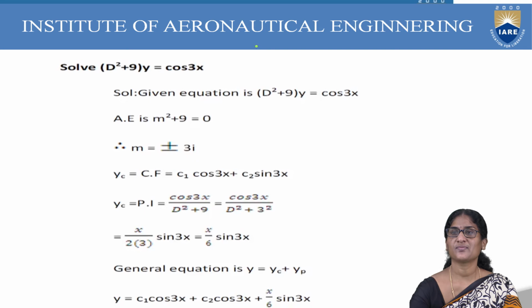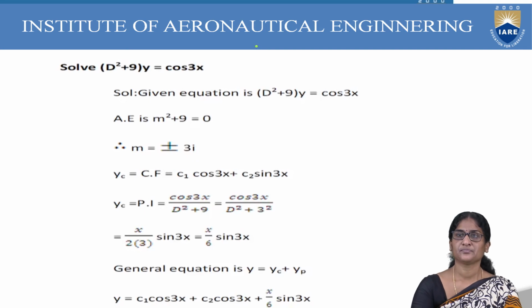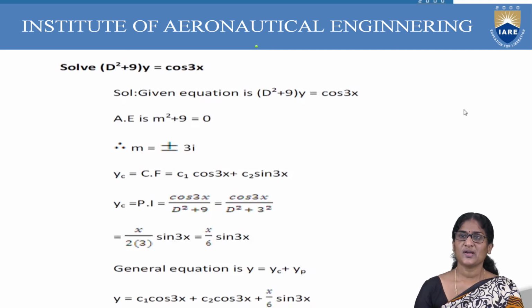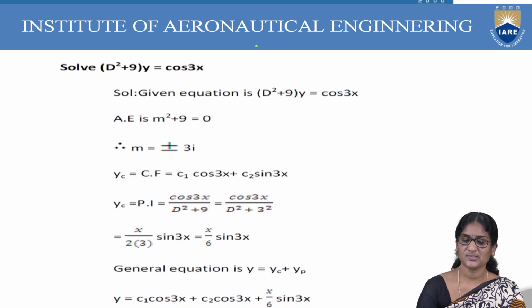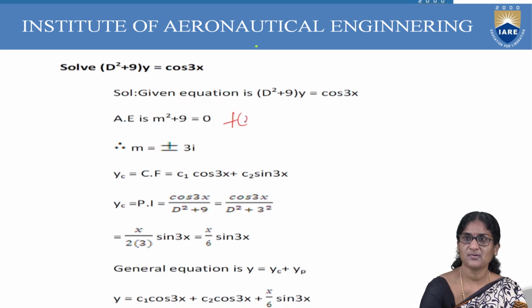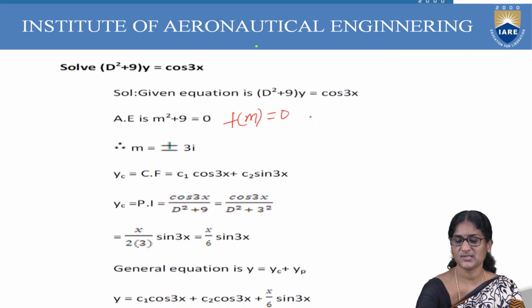Now let's go with the next example. Solve d square plus 9 into y is equal to cos 3x. Given the equation is d square plus 9 into y is equal to cos 3x. The auxiliary equation is m square plus 9 is equal to 0. How do we get the auxiliary equation? F of m is equal to 0. You just have to substitute d is equal to m.